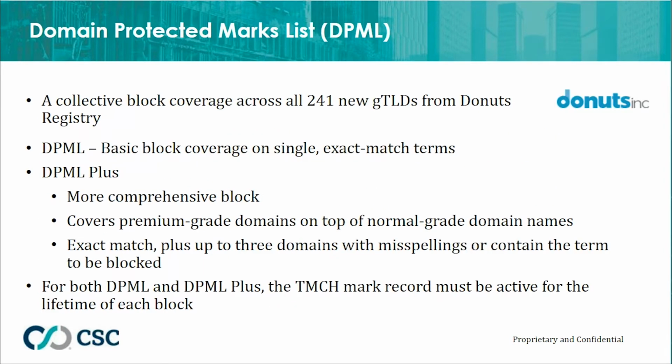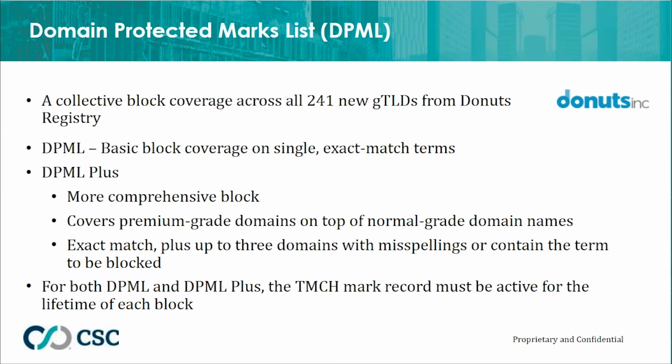The third blocking mechanism that exists today is the Donuts DPML block. Here we have coverage across 241 new gTLDs that are offered by the Donuts registry. So when it comes to the overall coverage of the block, we really have a broad range of extensions that would be blocked from registrations by third parties.